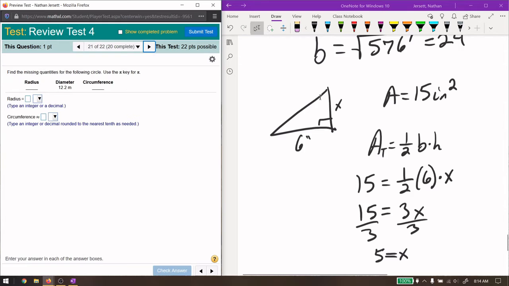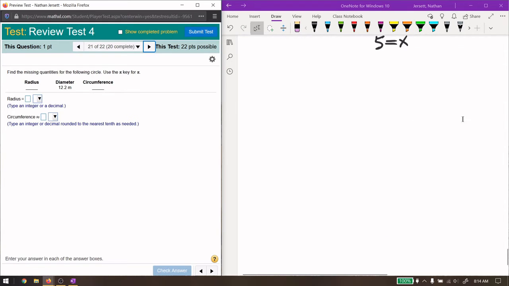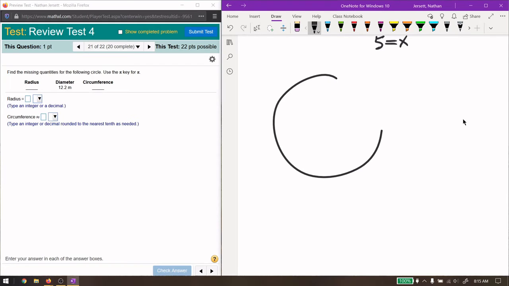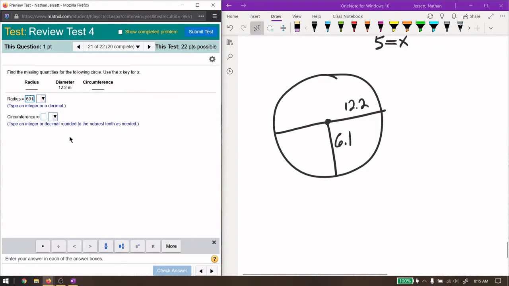Okay, find the missing quantities. We don't know the radius, but we do know the diameter and the circumference. So we know this length here is 12.2, which means the radius is going to be half of that, 6.1. Radius is always half the diameter, so 6.1, and this is in meters because the diameter is in meters.